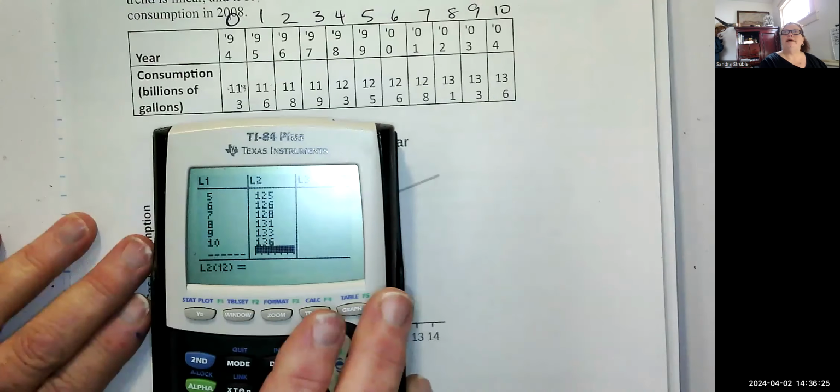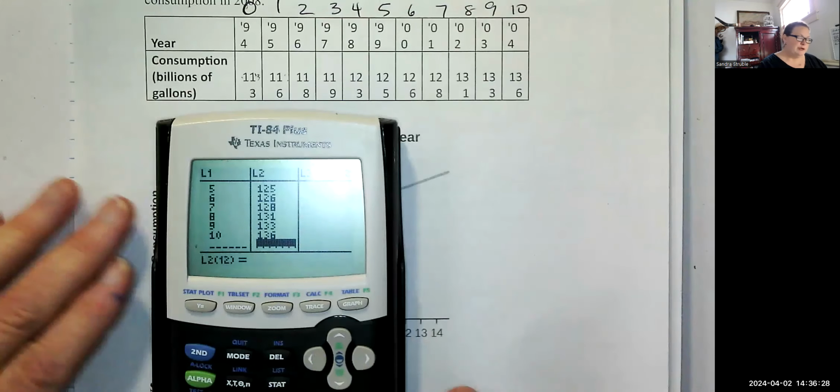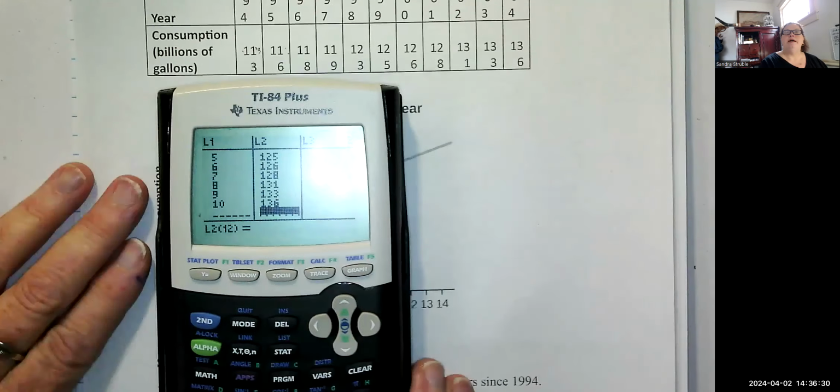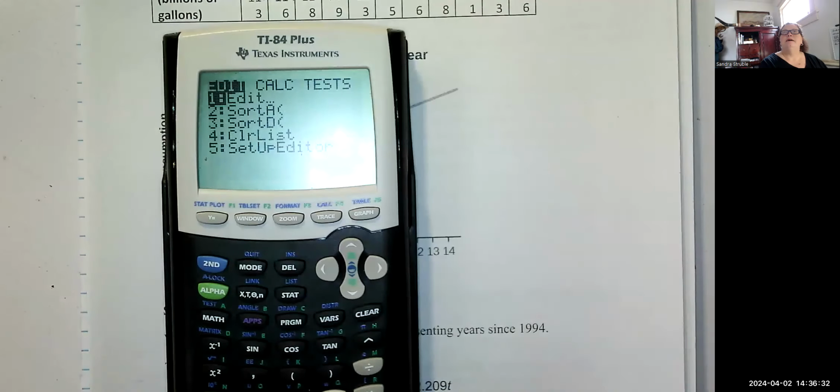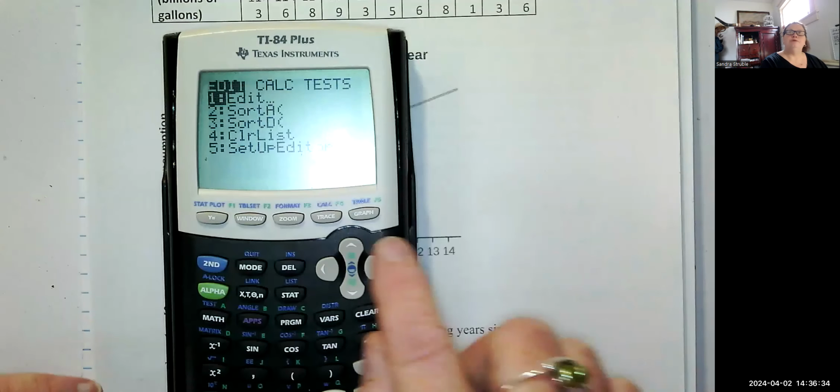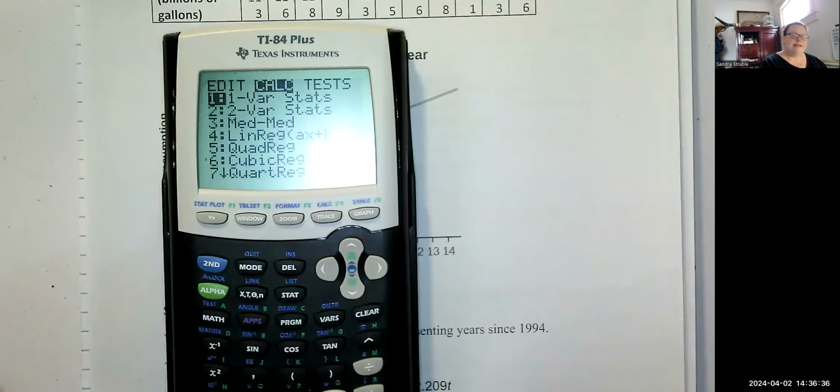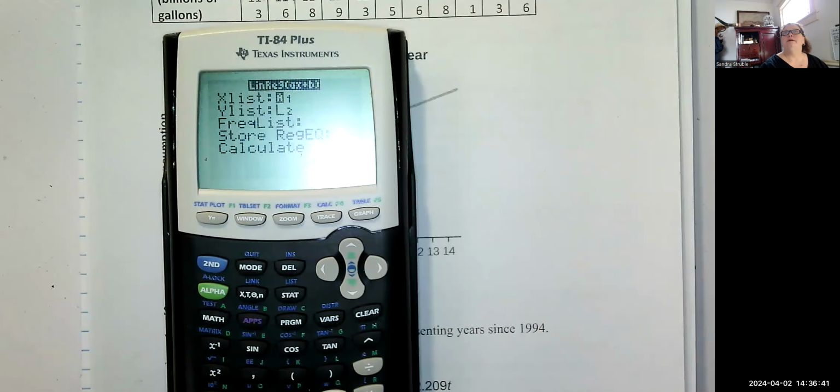Let's go ahead and create our line of best fit. Let's do our linear regression. I can just hit stat, then arrow over to calc. I can hit 4, or scroll down and hit enter once I get to 4, which is the linear regression for the line of best fit.